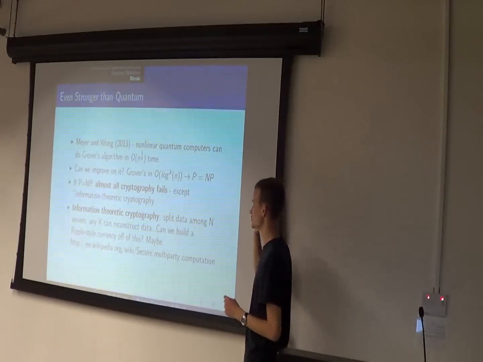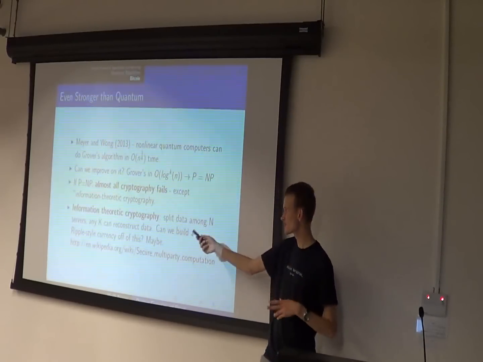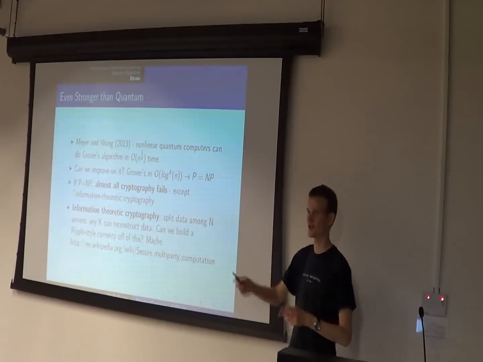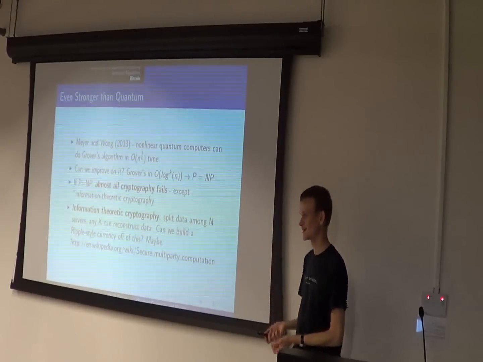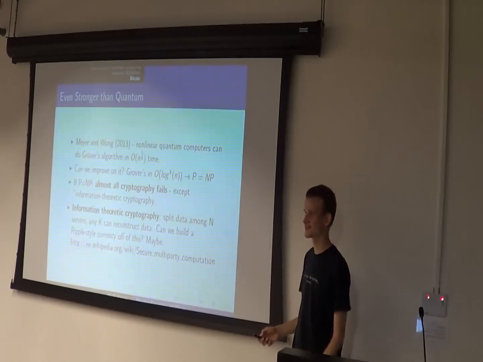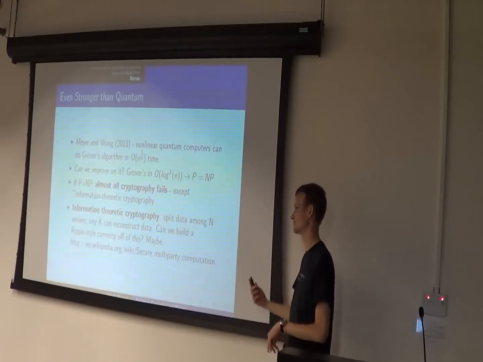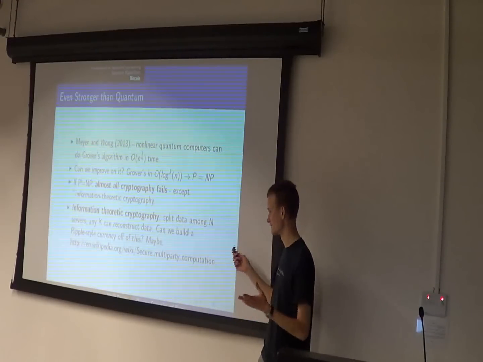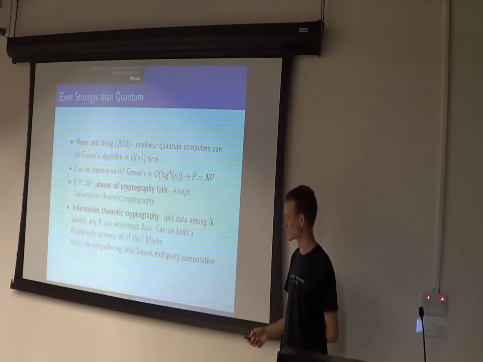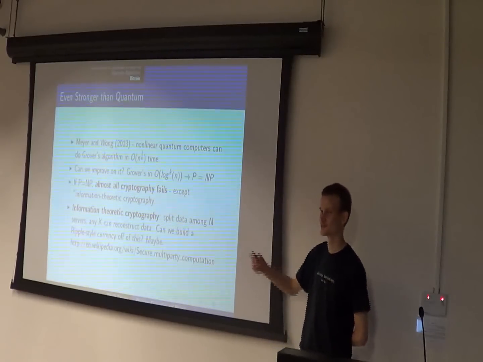There's something called Shamir's secret sharing scheme, which is where you split data among n servers, say n is 10, such that any k of them can reconstruct the data. So say maybe 5 out of 10. This is information theoretically secure. Can we use this tiny vestige of cryptography that we have left to build a cryptocurrency? Maybe. Maybe not. There's some interesting research into that. Secure multi-party computation. Feel free to look it up yourself.